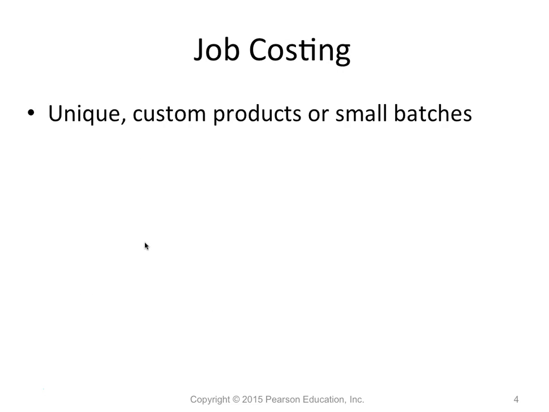Job costing is for unique custom products or small batches. You may think about something like law firms, where you're billing each customer based on the time and a predetermined rate, say $100, $200, $300, or $1,000 or even more per hour. How do they determine this? They have many things to consider in the determination of the cost.